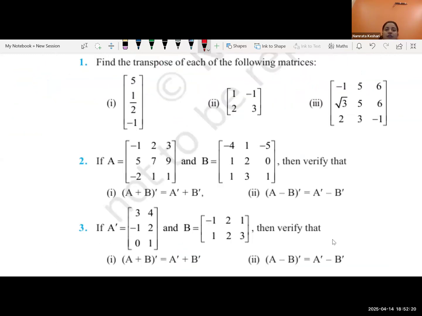Let's finish. Find the transpose of each of the following matrices. You'll be able to do, right? A and B are given, then verify this equals this. You just have to do A plus B, both added together, then transpose, that will be the same as A transpose plus B transpose. We write transpose as this one, or maybe as this one. These two are the same thing. Okay. Next.